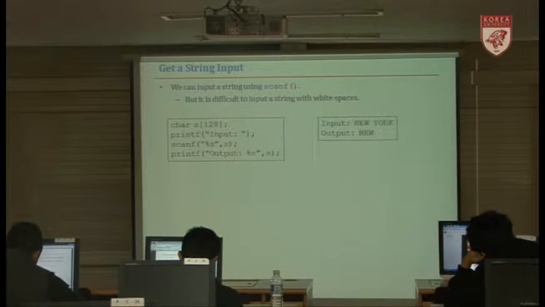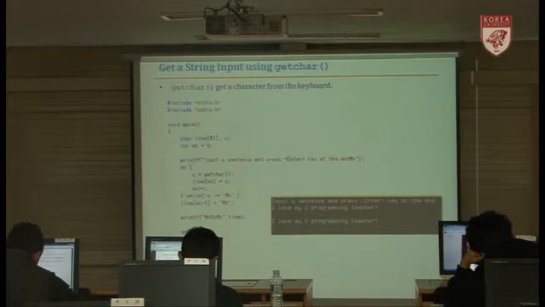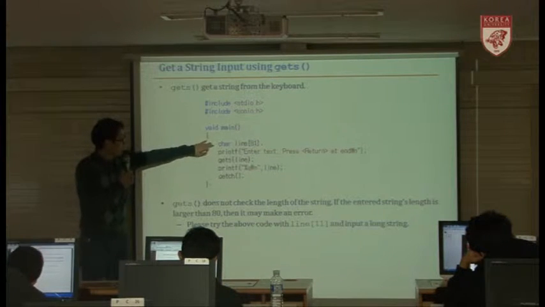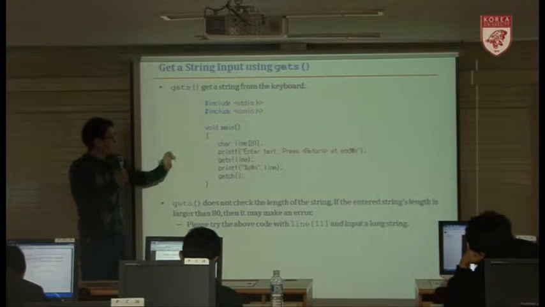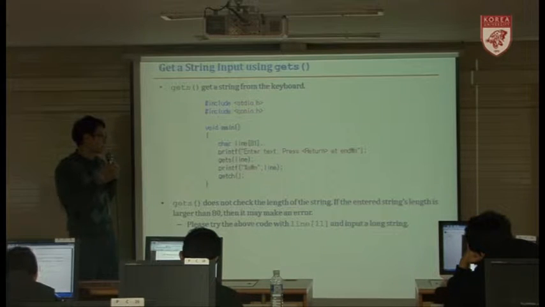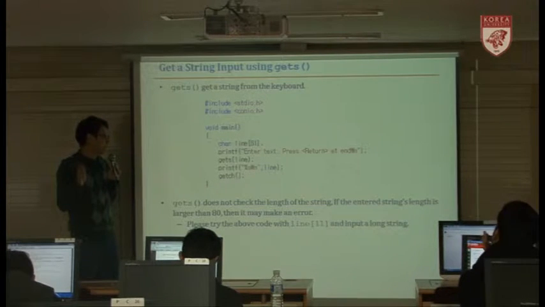To get a string, we use scanf and %s, but the problem is we cannot get a string with spaces. For that problem, we can use the gets function. We declare line here, which has 81 spaces. Then using this gets function, we can get a string with any characters.